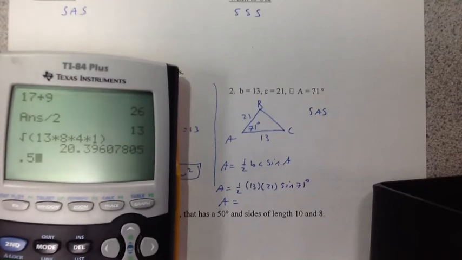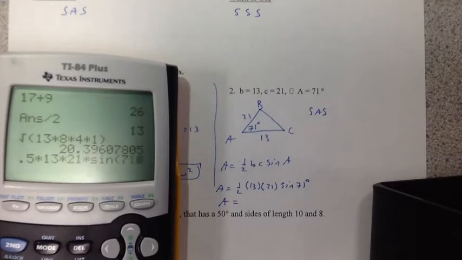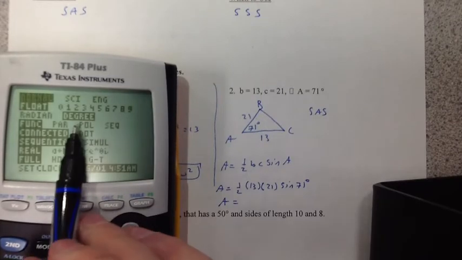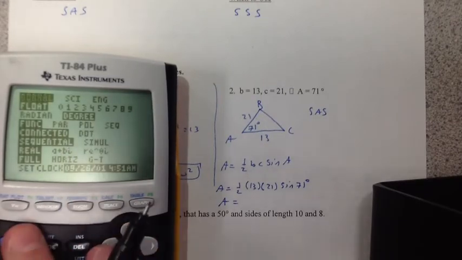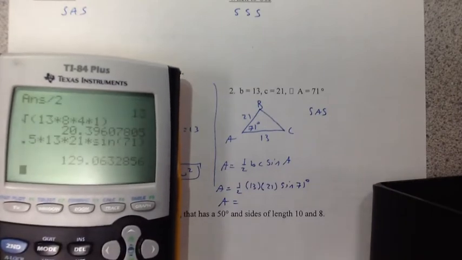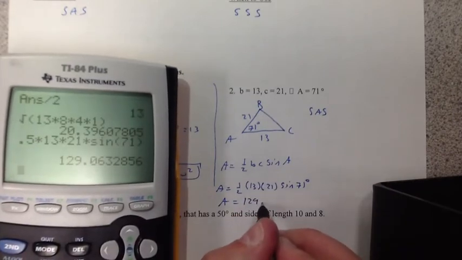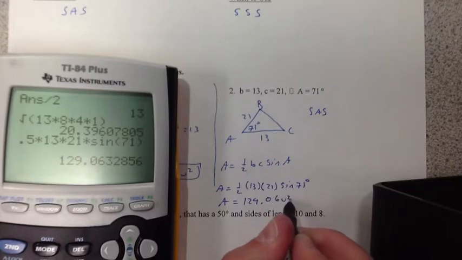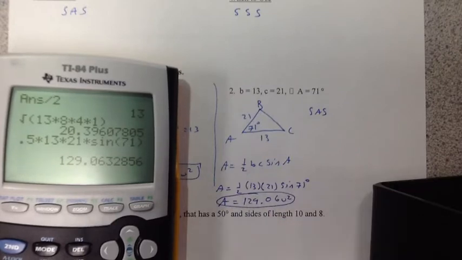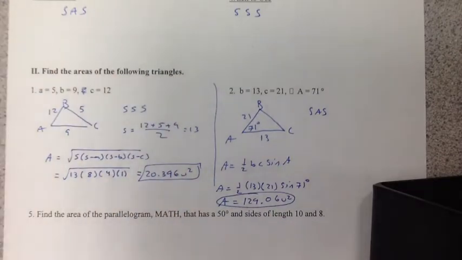And we're just going to type all of that in our calculator. 0.5, that's 1/2, times 13, times 21, times the sine of 71. Make sure you're in not radian, but degree mode here. Hit enter, and we get 129.06 units squared for our area. All right. So let's take a look at kind of an application of this.